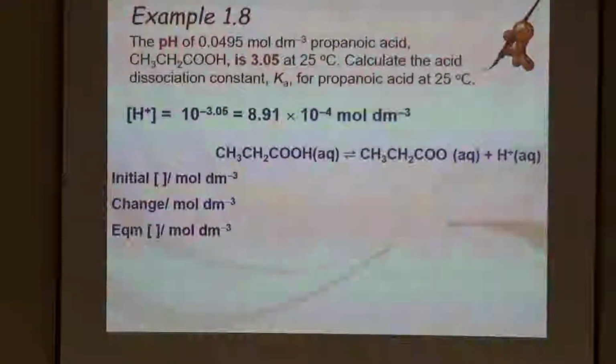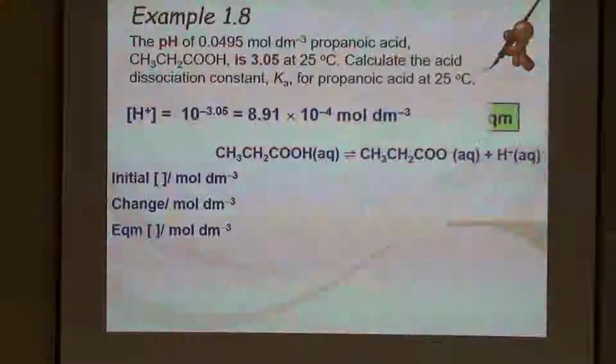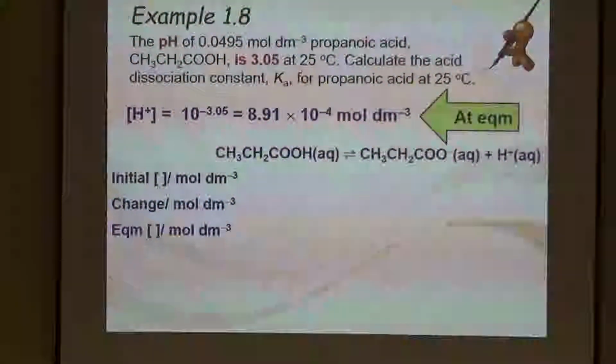So let's look at example 1.8. Here they give you the pH. This is at equilibrium already, and at 25 degrees Celsius, calculate the Ka. So from the pH, you calculate the H plus concentration. Because they don't say that it's an initial concentration, they present you with this solution and they tell you the pH is that. So they are implying that it is at equilibrium.